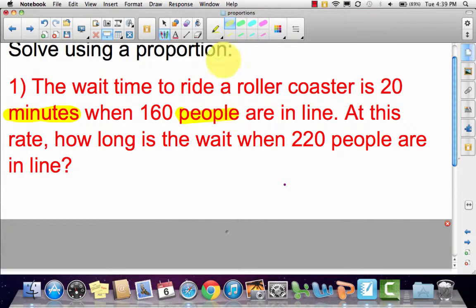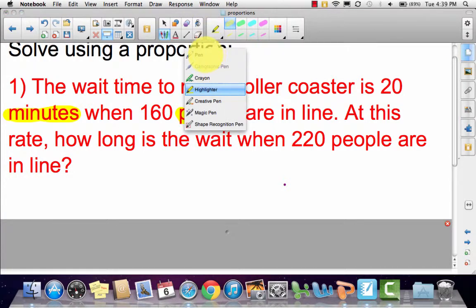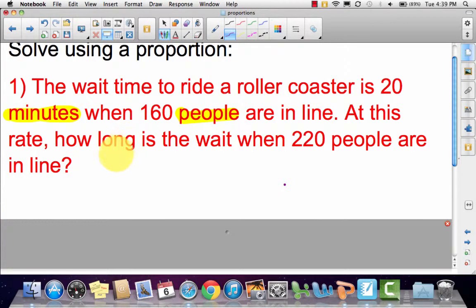Based on that, those are going to be my labels for my proportion. So I'm going to have minutes over people. The cool thing about proportions is that if you decided you wanted to put people in the numerator and minutes in the denominator, you could absolutely do that, as long as you follow your labels throughout the entire problem.